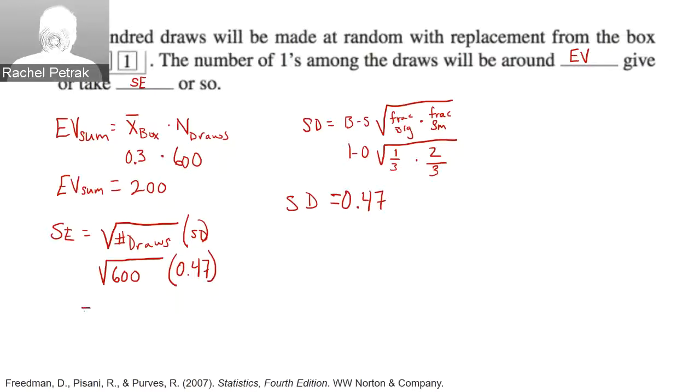And we end up with a standard error of about 12. So we can fill in the blanks here. We know that the number of ones among the draws will be around 200, give or take 12 or so. Okay.